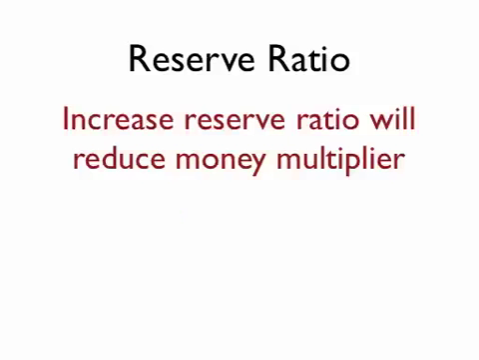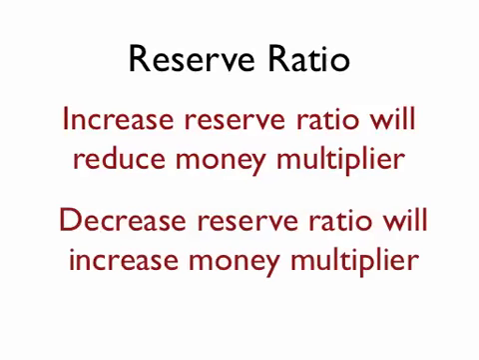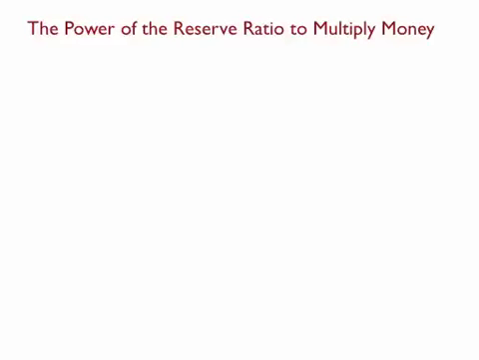Okay, the reserve ratio is another way that the bank can reduce or increase the money supply. Remember how that worked. If the reserve ratio is increased, then it will reduce the money multiplier, and if the reserve ratio is decreased, the money supply will increase due to an increase in the money multiplier.